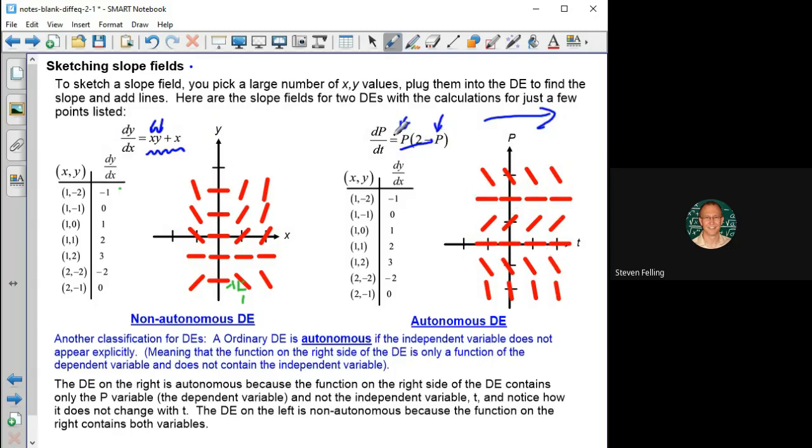So whenever you have a first order differential equation where the right-hand side contains no x variable or the equivalent, that's referred to as an autonomous differential equation. And one that contains both, and therefore has dependency in both directions, is called a non-autonomous differential equation. Okay, so that's another classification technique. And for autonomous differential equations, there's another kind of graph that we can produce called a phase portrait.